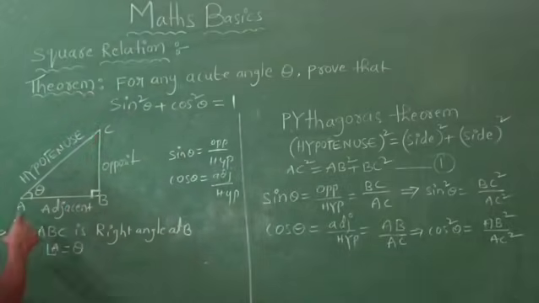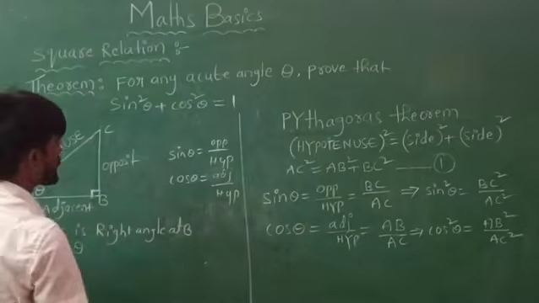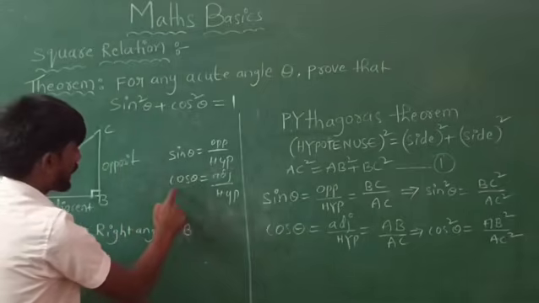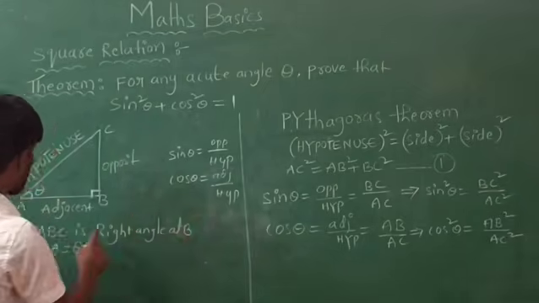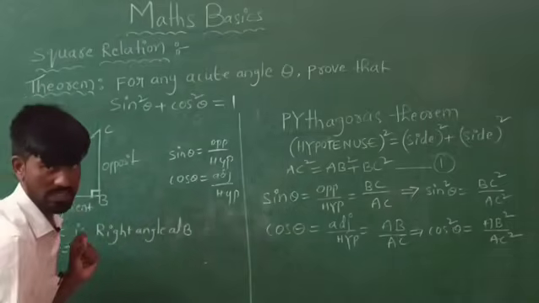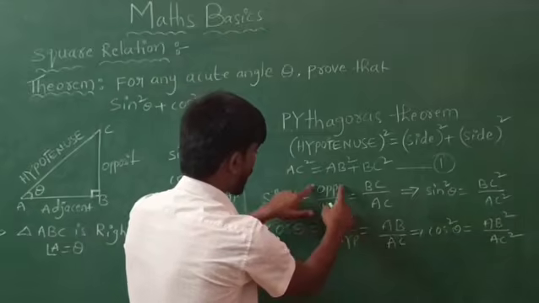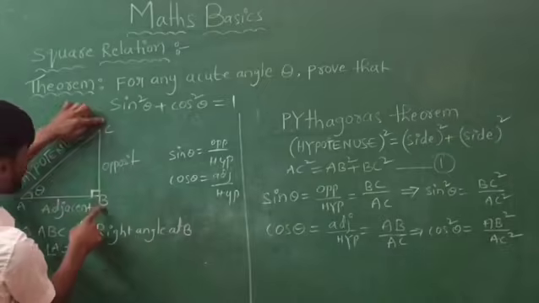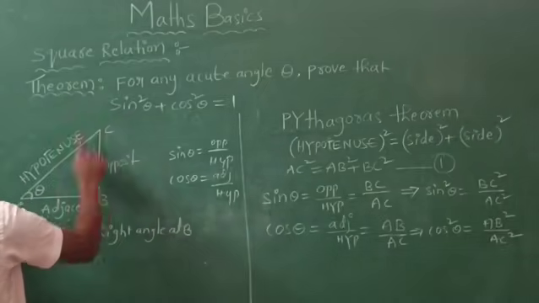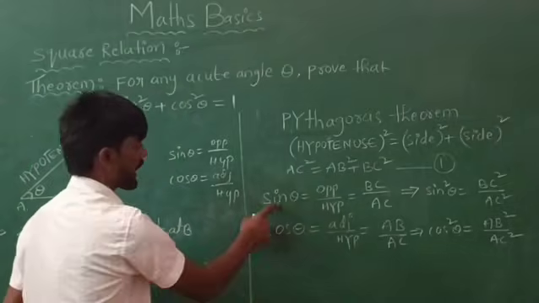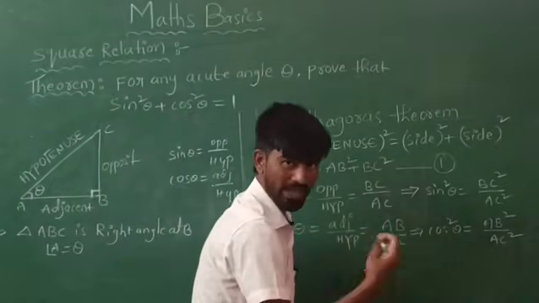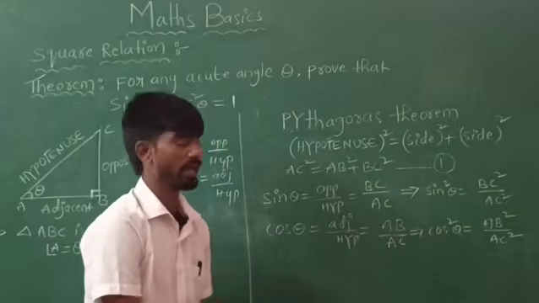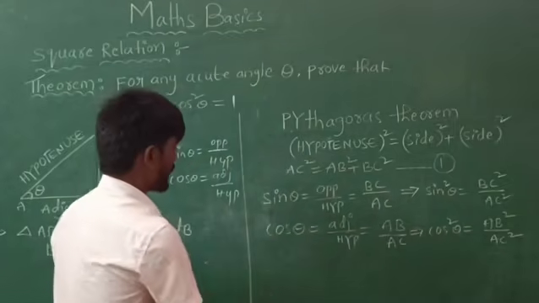Using triangle ABC, sin θ is equal to opposite by hypotenuse, and cos θ is equal to adjacent by hypotenuse. What is the opposite? For theta, the opposite is BC, and the hypotenuse is AC. Applying the square to numerator and denominator, sin²θ is equal to BC square by AC square.